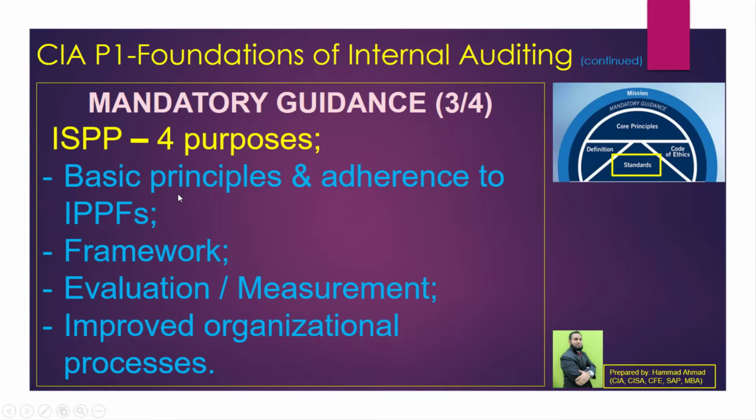The ISPP will define the principles and how to adhere or comply to those principles. Then it will give a framework, the ambit in which the internal audit department or the internal audit activity will work. Then there should be a criteria to measure the work of the internal audit activity, and ultimately it should result in improved organizational processes. This is the third element, and we will see the details of this framework in the upcoming slides.